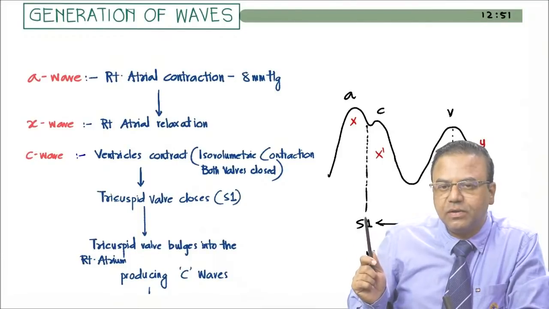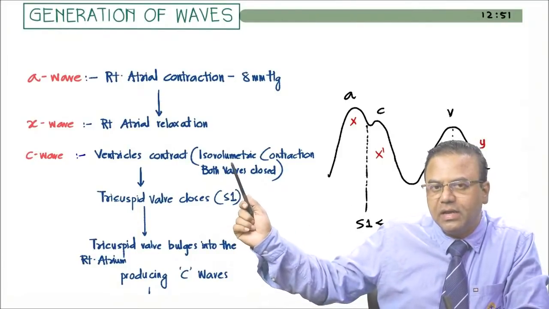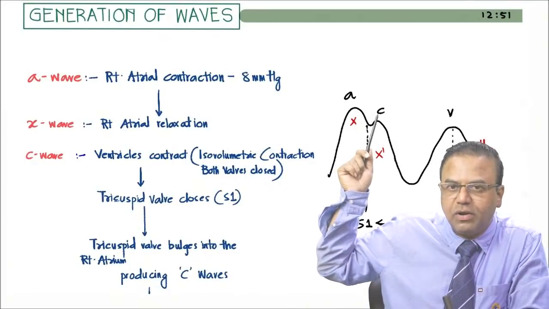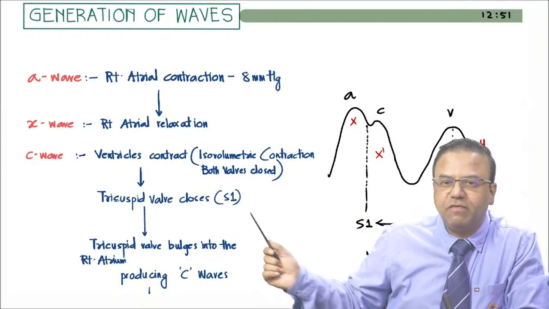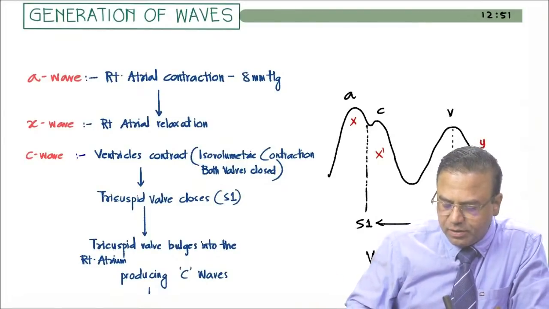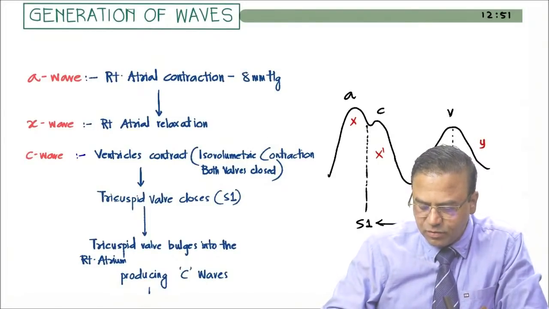So you should know S1 starts over here. This is when the ventricle begins to contract. The initial part is isovolumetric contraction. That's when you get the bulge of the tricuspid. This is coordinated with the C wave. Then the tricuspid valve closes. So this is the sequence that I'm just showing over here.